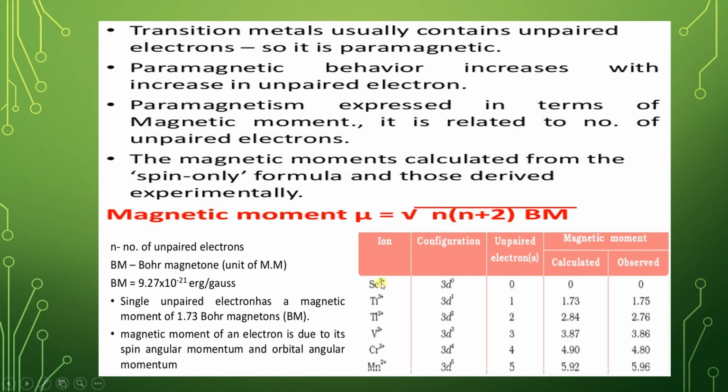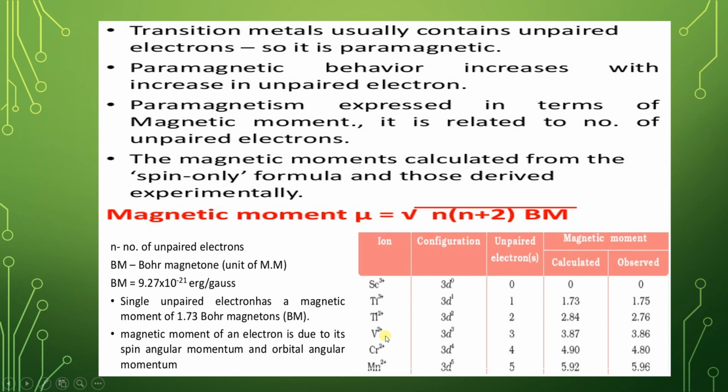So here, the 3d series ions: scandium, titanium, vanadium, chromium, manganese. In scandium 3+, the configuration is 4s2 3d1, and it lost 3 electrons. No electrons in the d orbitals. Number of unpaired electrons 0. Therefore magnetic moment 0. In titanium 3+, 1 unpaired electron, magnetic moment calculated value is 1.73 and observed value is 1.75. In titanium 2+, there are 2 unpaired electrons, magnetic moment value 2.84 and 2.76.